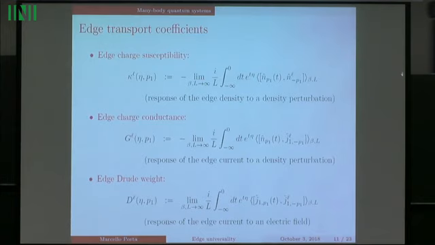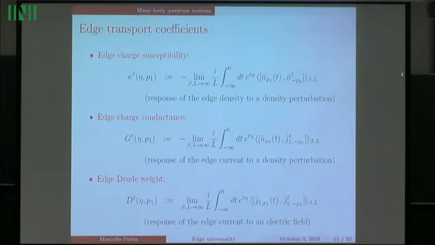Now the second definition is about the edge charge conductance. You look at the variation of the average of the current once you couple a perturbation with the density over the whole lattice. And finally, the last edge transport coefficient is the edge Drude weight, which tells you about the response of the current operator located close to one of the two edges once you couple the system to an external electric field all over the lattice.